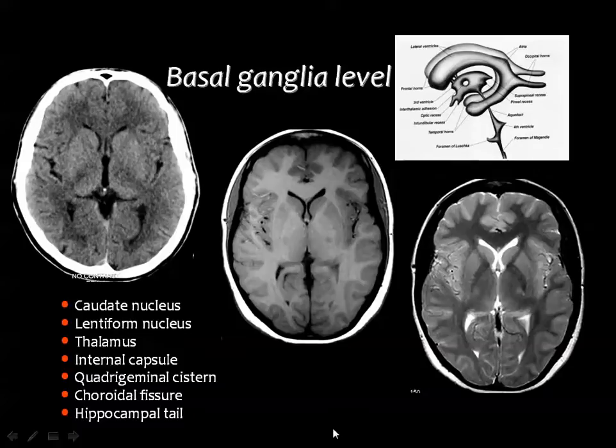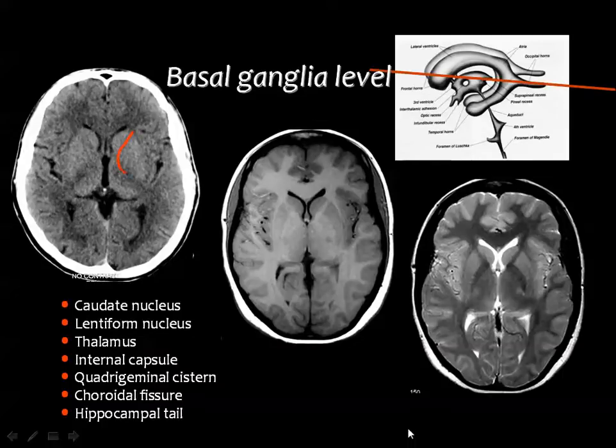What is the hippocampal tail? It is the rest of the hippocampus. You know, the hippocampus is formed of a head, body, and tail. The head and the body are seen between the temporal horn of the ventricle and the brainstem, while the tail is seen superiorly, posterior to the choroidal fissure.